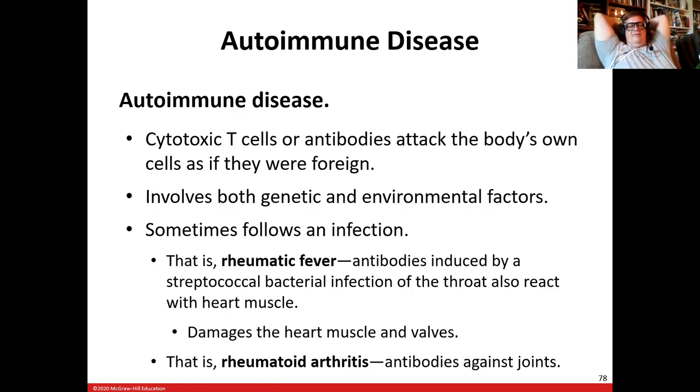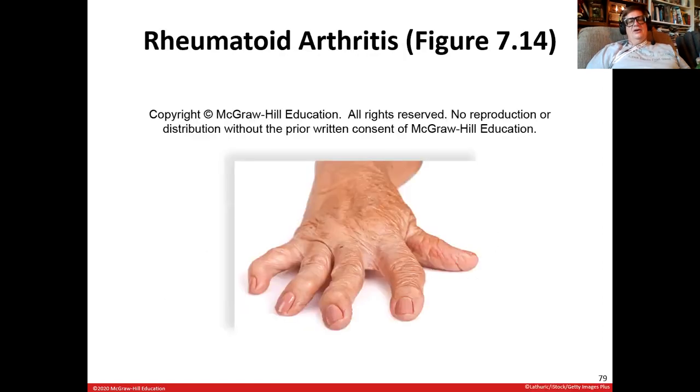You could have rheumatoid arthritis, antibodies against the joints. In other words, your joints are part of your body. They're good. Nothing should mess with them. But for some reason you start developing antibodies that bind to and attack the joints. All right. And as the joints of someone's hand get destroyed, that's what the hand can start to look like.